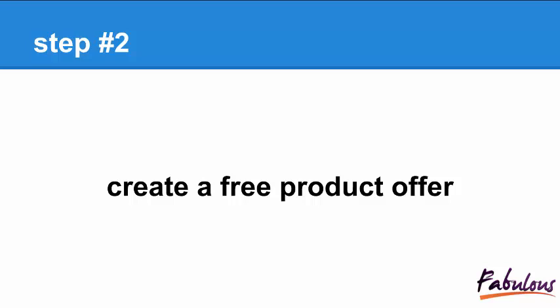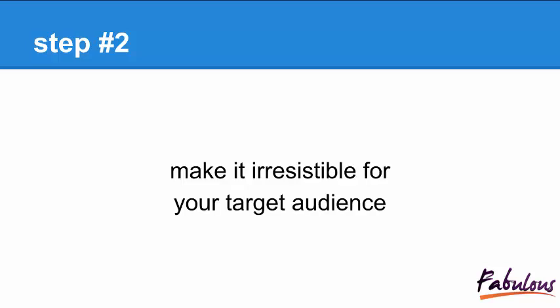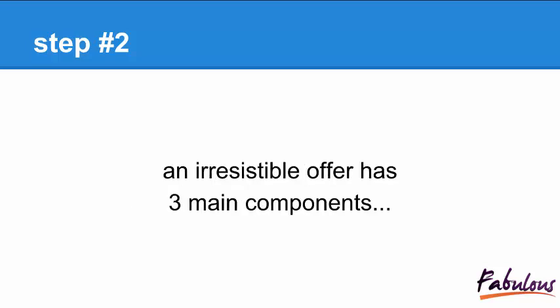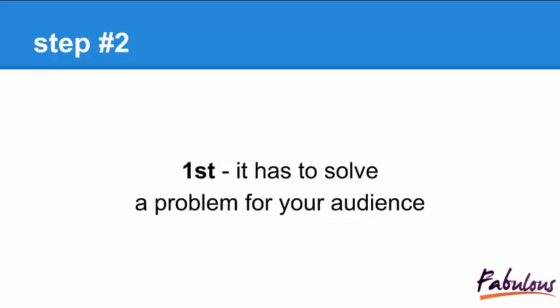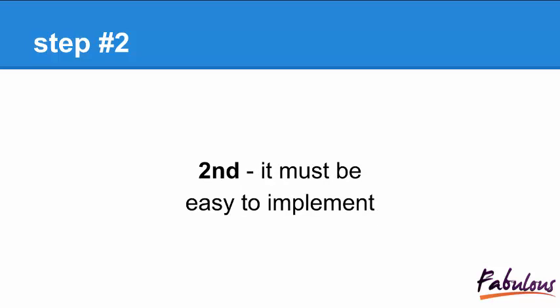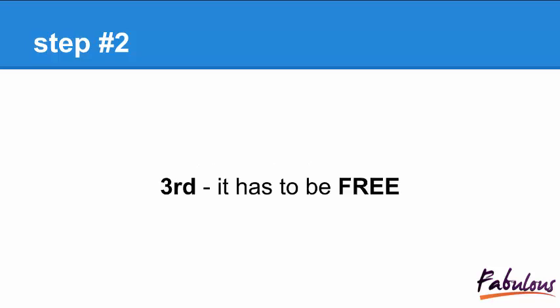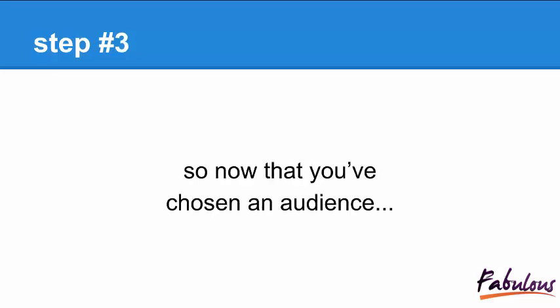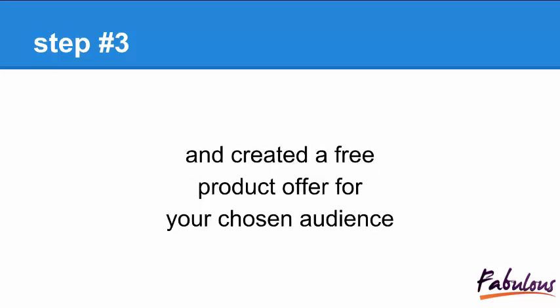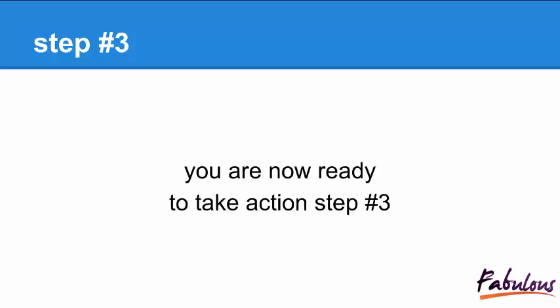Create a free product offer. Make it irresistible for your target audience. An irresistible offer has 3 main components. First, it has to solve a problem for your audience. Second, it must be easy to implement. And third, it has to be free. So now that you've chosen an audience and created a free product offer for your chosen audience, you are now ready to take action step number 3.